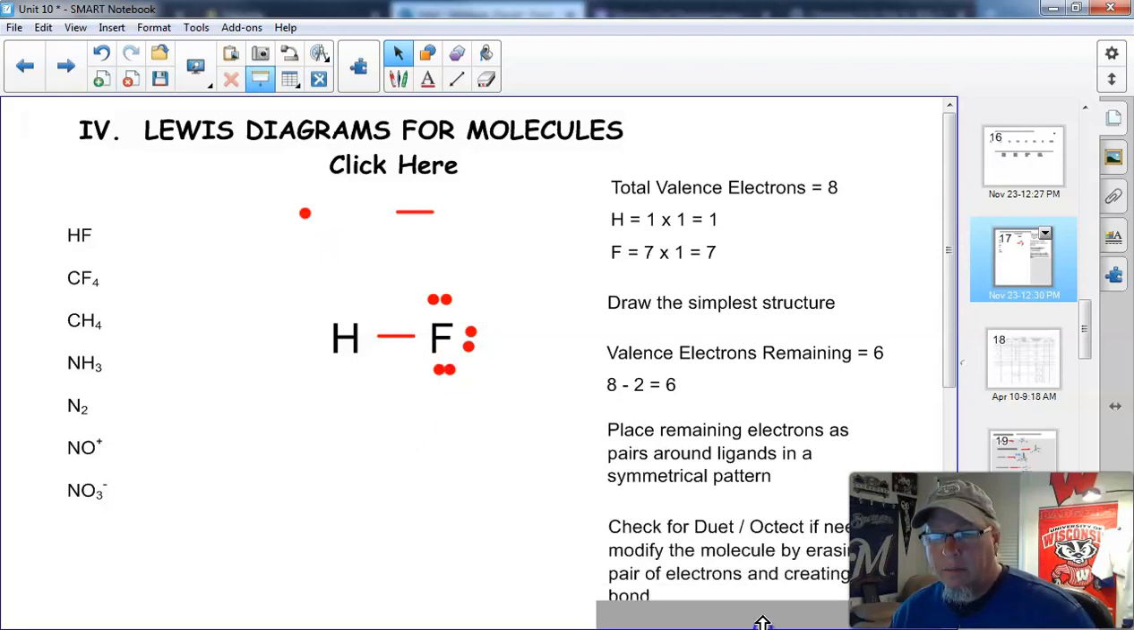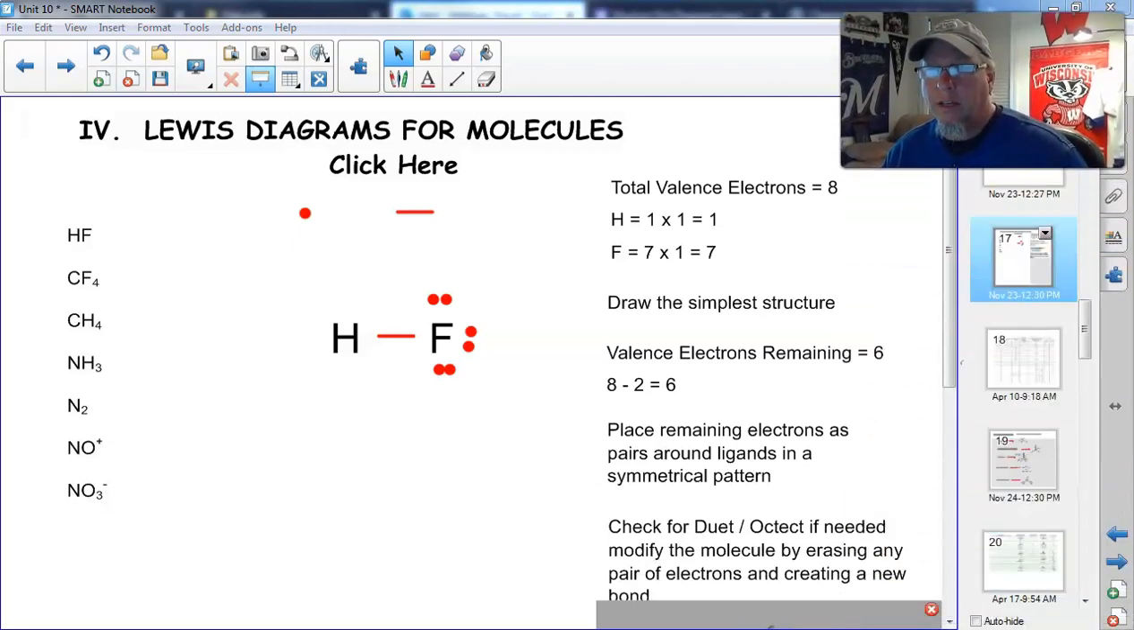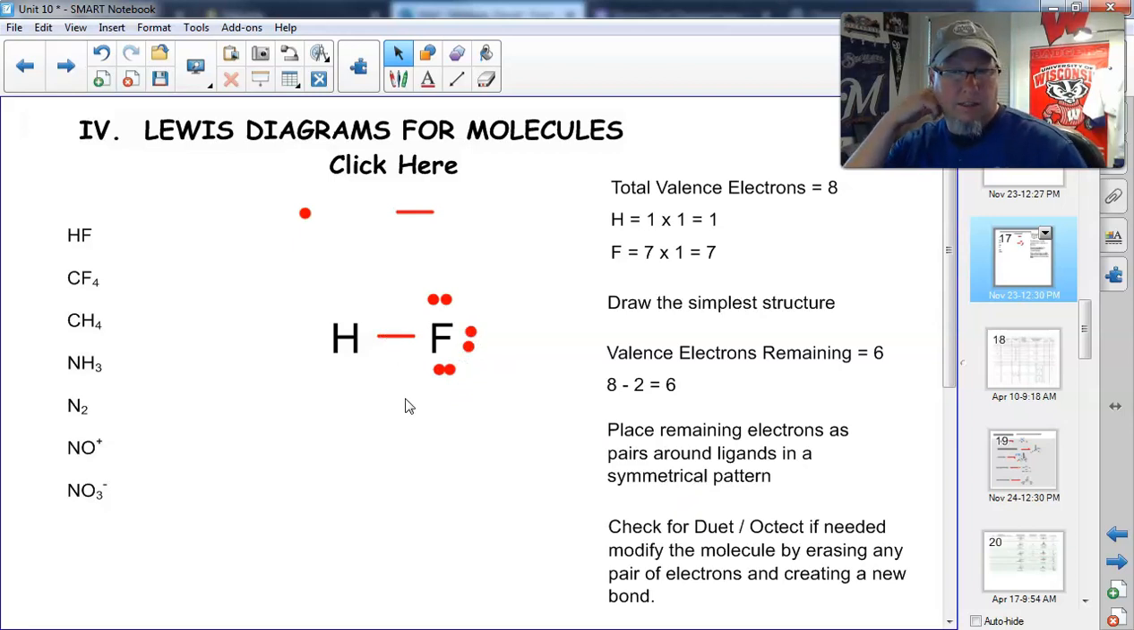And the last thing that I'm going to do is check to make sure that I've satisfied the duet or octet rule. Duet meaning that hydrogen should have 2 electrons by it, and it does. They're right there. And the fluorine should have 8. 2, 4, 6, 8. So in this case, that's it. This molecule would be done. Everything is satisfied. This is what I would draw on the test or quiz.